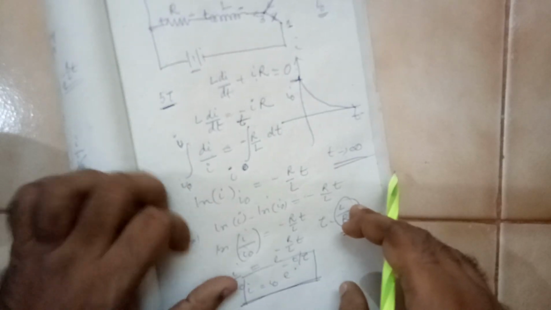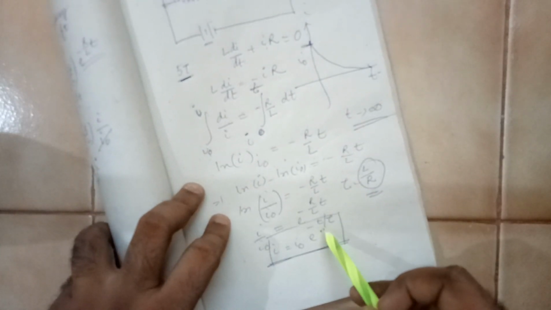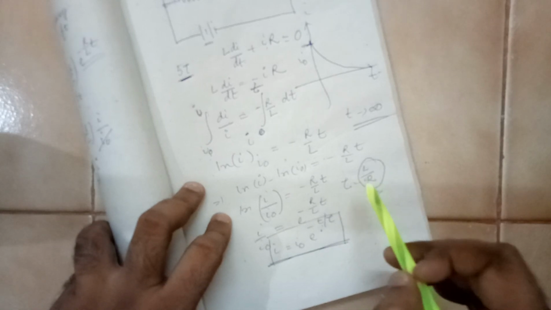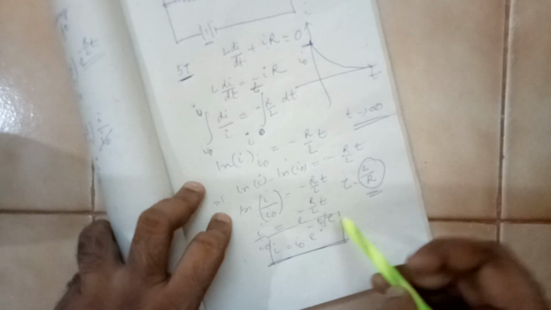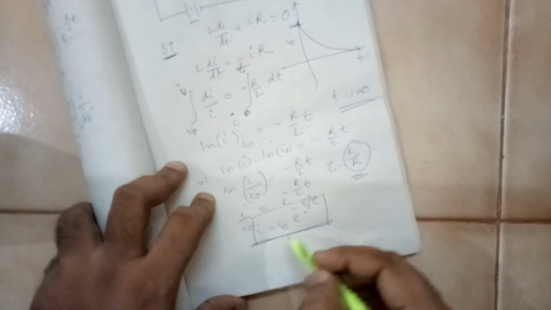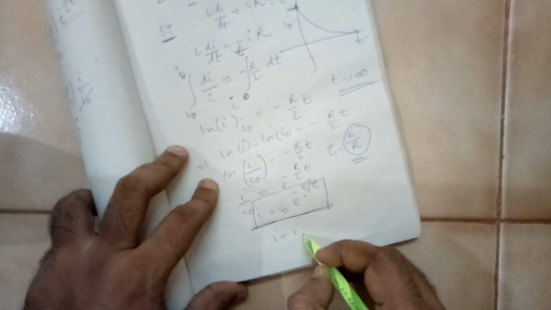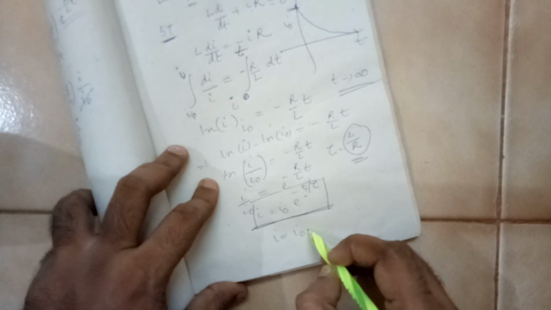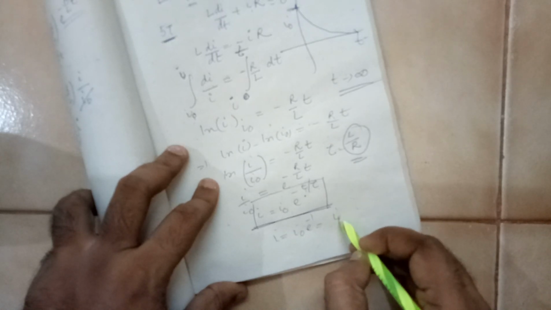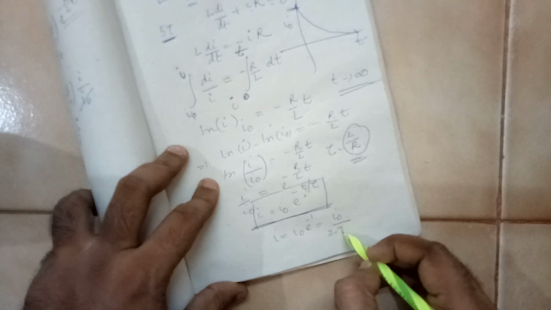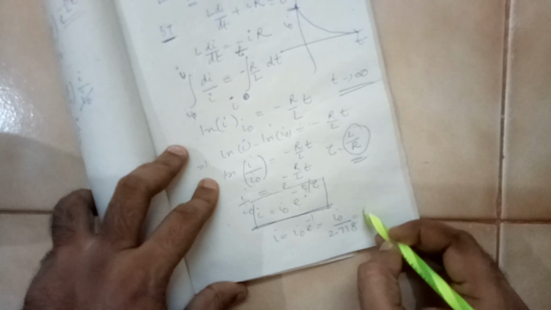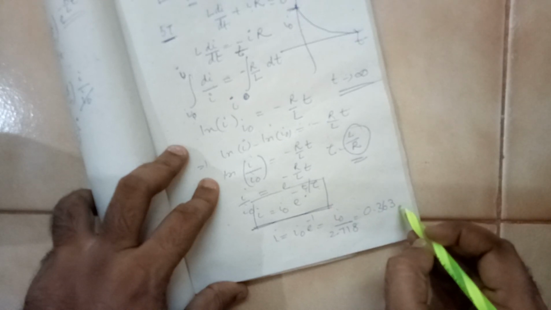Now let us say this t by tau value I take as 1. That is, I take one time constant. What will happen? I is equal to I0 into e power minus 1, which is I0 by e, where e is 2.718, which is equal to 0.363 I0. So what is the meaning of this?